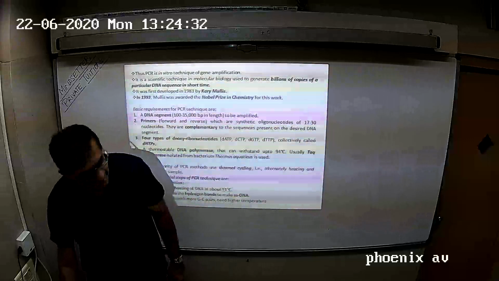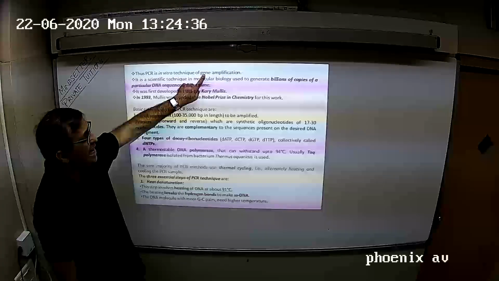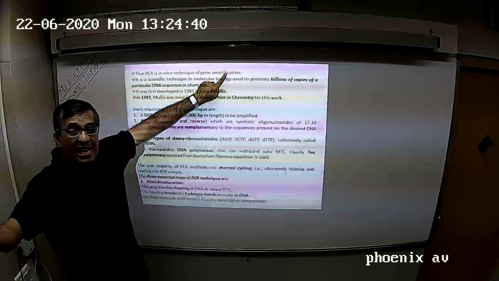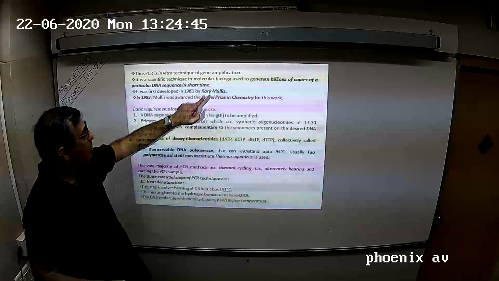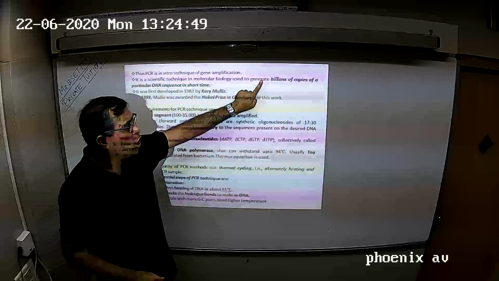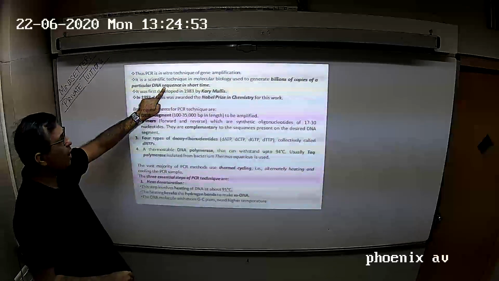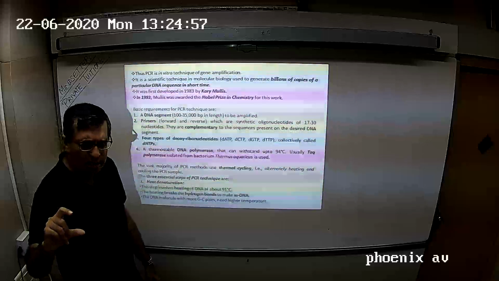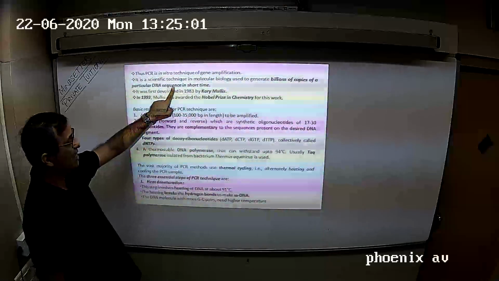And how is this PCR done? PCR is an in vitro technique of gene amplification. So sir, cell के अंदर नहीं, cell के बाहर is an in vitro technique of gene amplification. It is a scientific technique of molecular biology used to generate billions of copies of a particular DNA sequence in a very short time. So in a short time, we can make billions of copies of a particular DNA sequence.